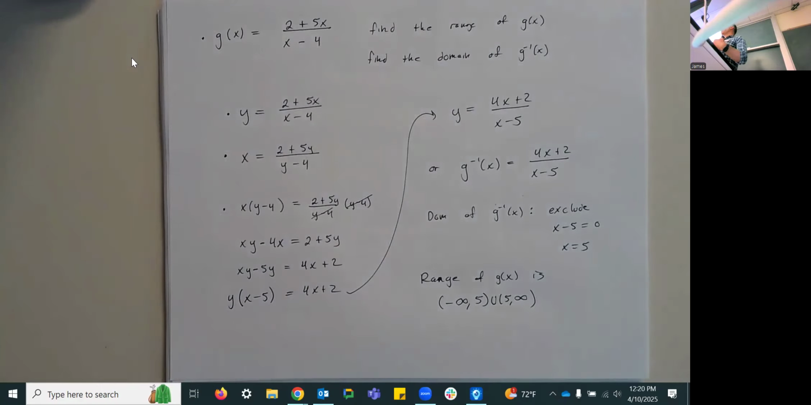So 2 different ways to find the range. You can find it graphically if you have the graph, or you can draw the graph, or you can find it by finding the domain of the inverse.